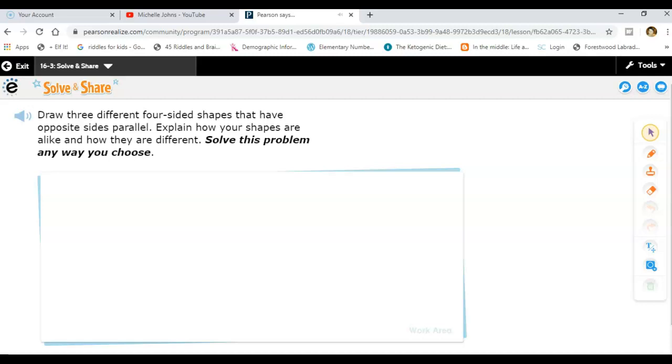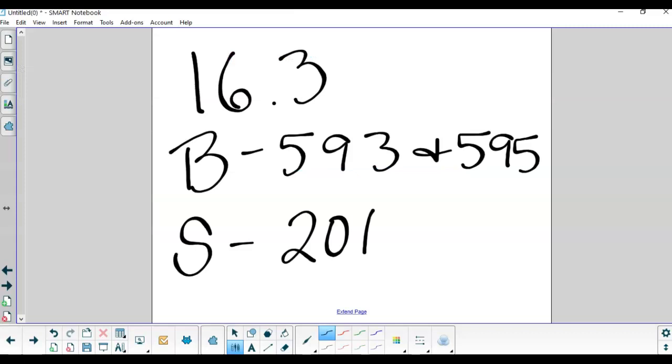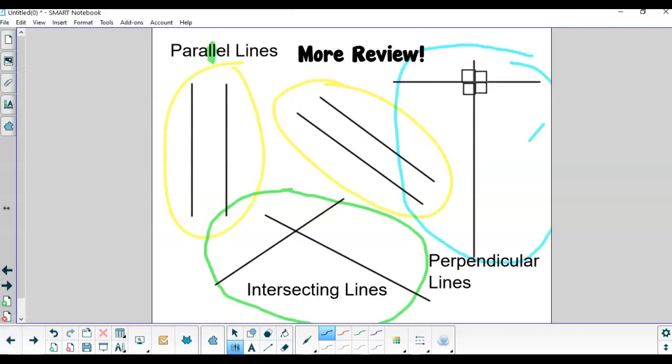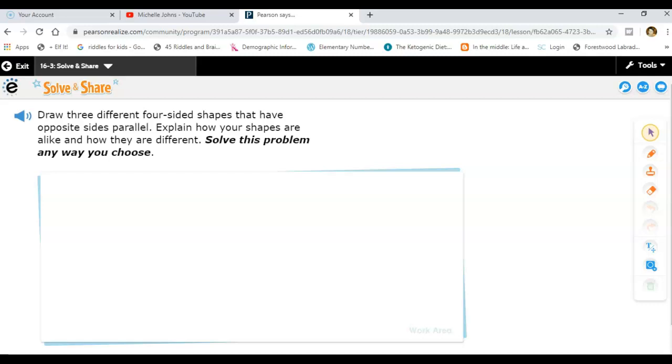Okay, so give yourself a couple of minutes and see if you can draw 3 different four-sided shapes that have opposite sides parallel. Remember, let's go back real quick to our lines. And remember, this is what parallel lines looked like. Parallel lines were the ones that were circled in yellow, where they're never, ever going to cross each other. So you are going to draw 3 different four-sided shapes that have opposite sides parallel, and then explain how your shapes are alike and how they are different. Okay, take some time to do this.